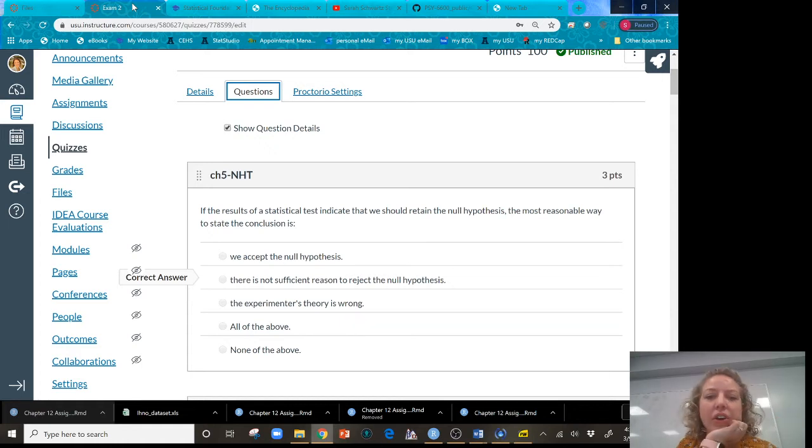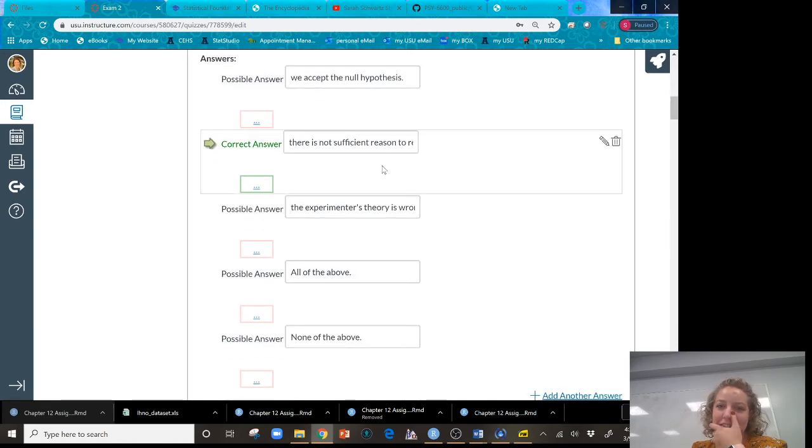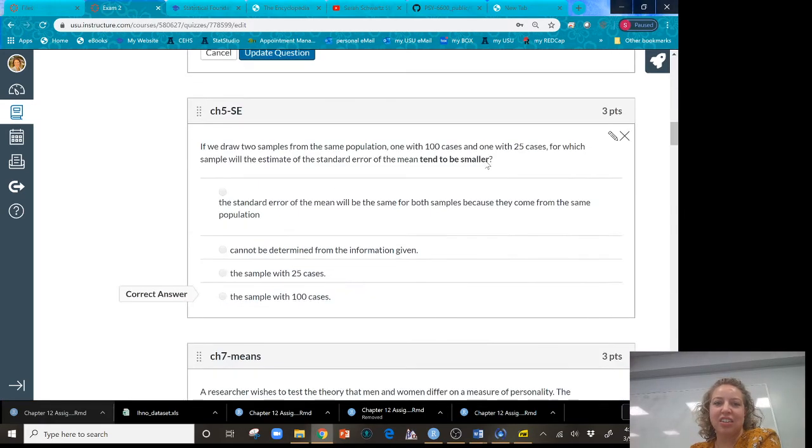Oh, okay, so if the results of a statistical test indicate that we should retain the null hypothesis, the most reasonable way to state the conclusion is... the second one? I think I have to, let's see. There we go. The correct answer is the second one, yay! There's not sufficient reason to reject the null.